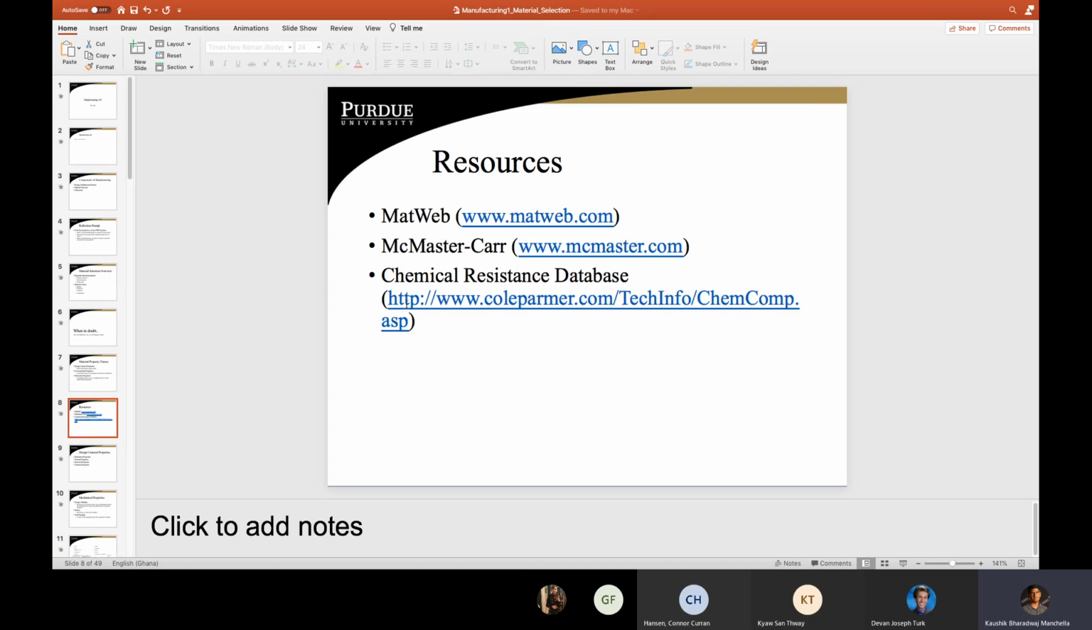Here are some very valuable resources if you are going to machine in your project. MatWeb is a website where you can find all the material properties, especially those that are machinable and those that you may be considering for your designs. McMaster-Carr is a standard, popular website where you can easily get access to raw materials, whether it's aluminum, acrylic, carbon fiber, whatever. And for further information, if you're working with chemicals, there is a really good website on chemical resistance for each of the materials.